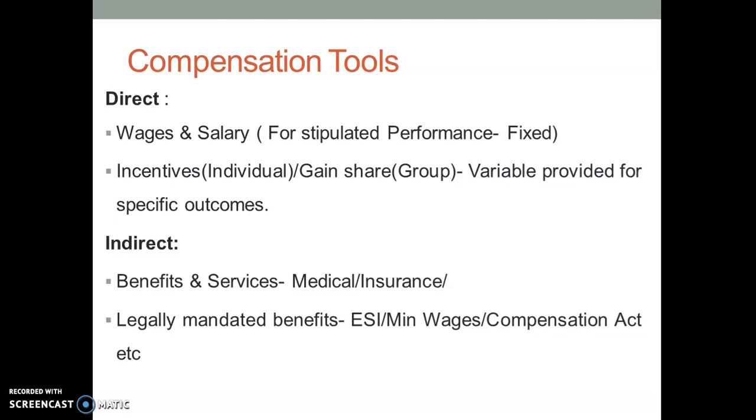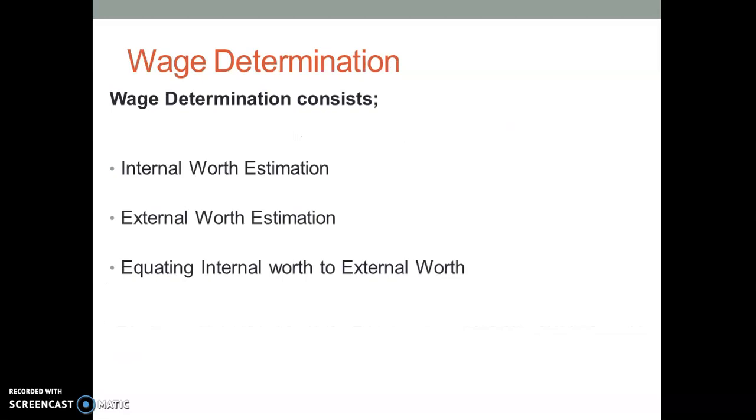Now, moving ahead with each dimension, how can we come across this? First, there is the direct dimension where we have wages, salary and incentives. Within wages and salary, how do we decide the wages, the fixed part of anyone's compensation? There are different methods available, consisting of three dimensions to be covered.